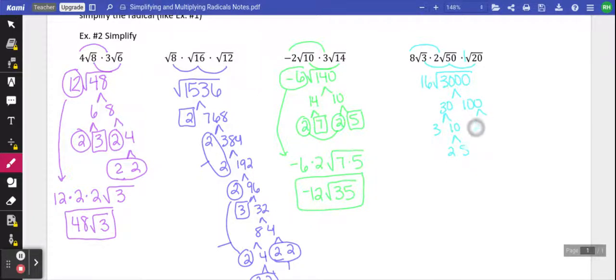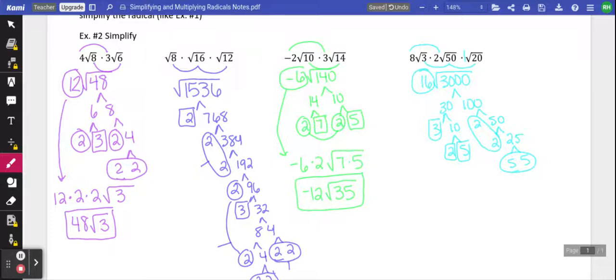For 100, I'm going to do 2 and 50. 50 is 2 and 25. And 25 would be 5 times 5. So, pair of 5s, this pair of 2s, and then I have an extra 2, an extra 5, and an extra 3, along with 16 on the outside.